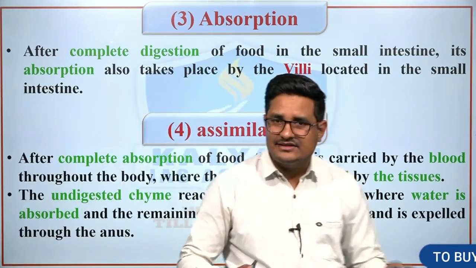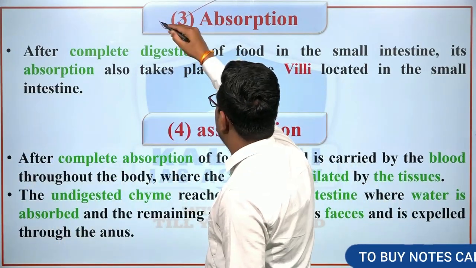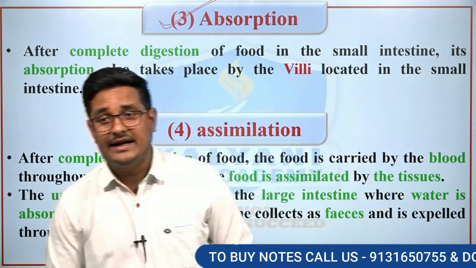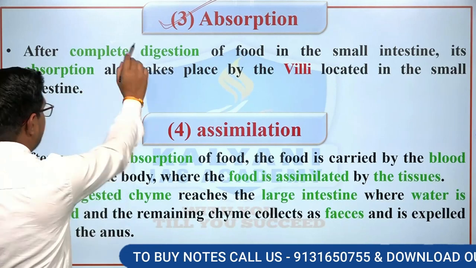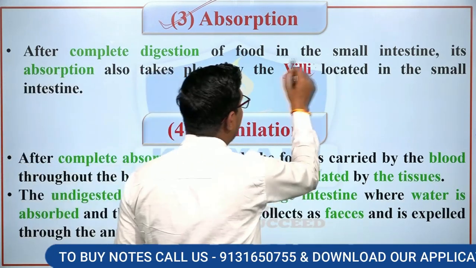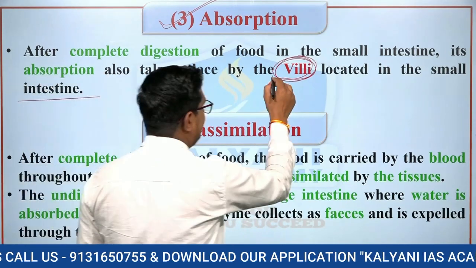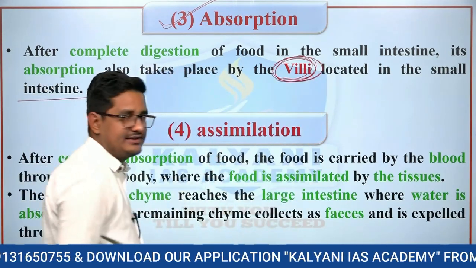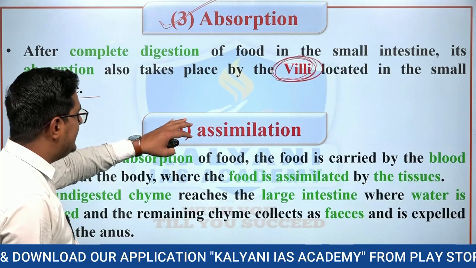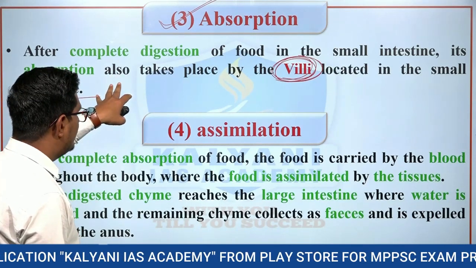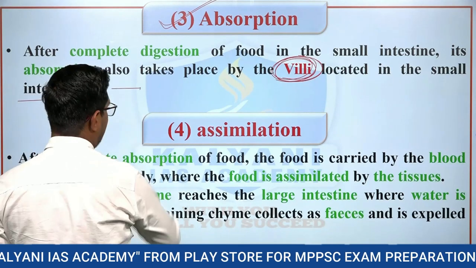When the digestion is complete, then absorption starts. So dekhiye, after complete digestion of food in the small intestine, its absorption also takes place by the villi located in the small intestine. So, jo villi, jo ki kahan par paaye jaate hain, small intestine, right? These villi absorb the digested food in the form of glucose and add it to the blood.